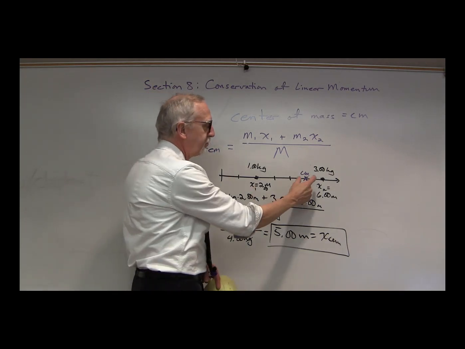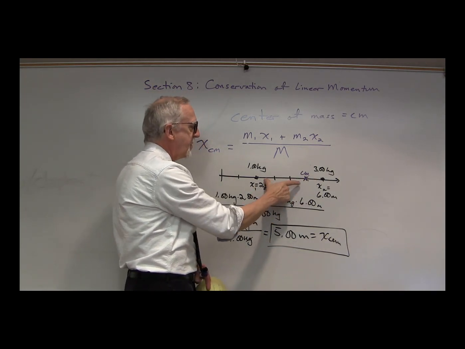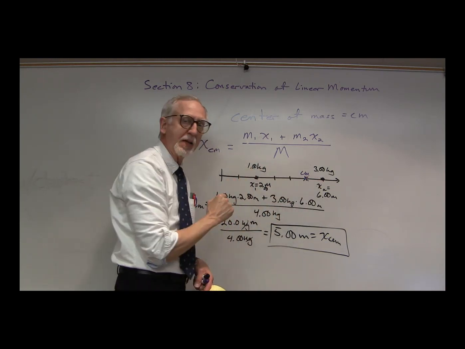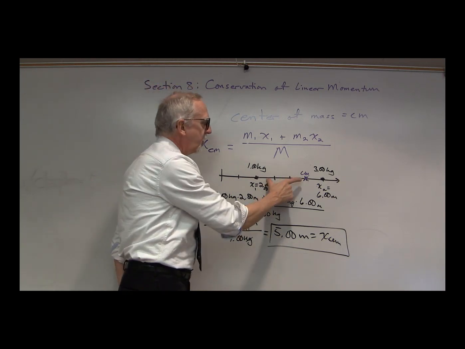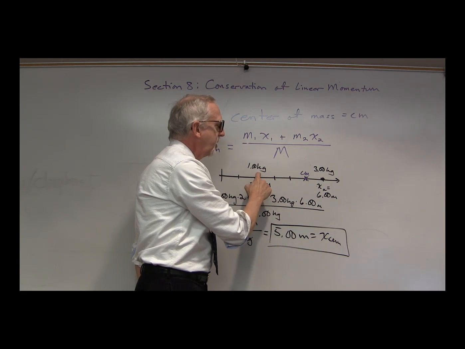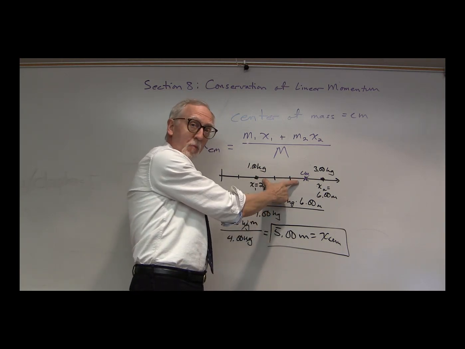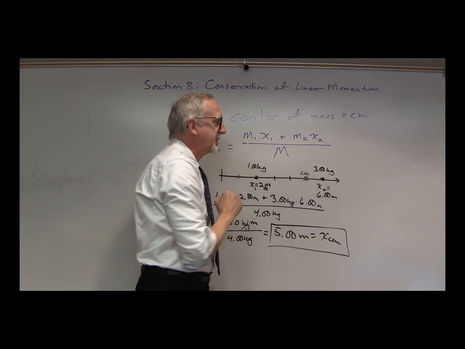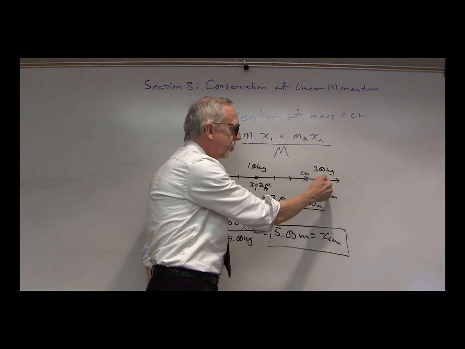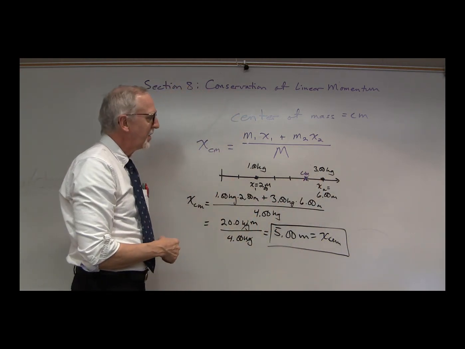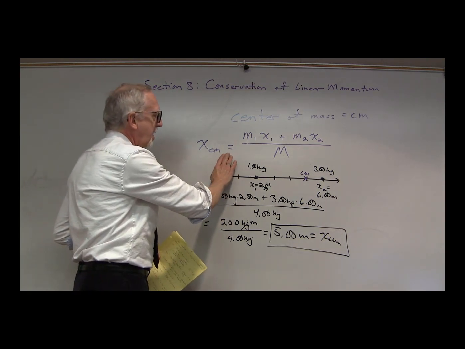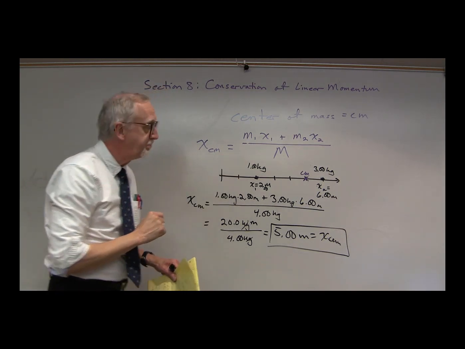But also notice, the distance from the center of mass to the 1 kilogram mass is 3 meters, while the distance from the center of mass to the 3 kilogram mass is 1 meter. In other words, m2 is 3 times as large as m1, but the distance to m1 is 3 times as large as the distance to m2. In other words, the larger the mass, the closer the center of mass is to it. Okay, that's a very, very interesting result. Great. Let's go back to our definition and see what we can do with that.